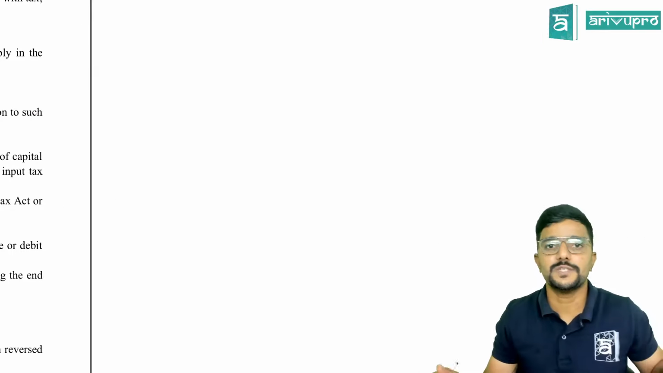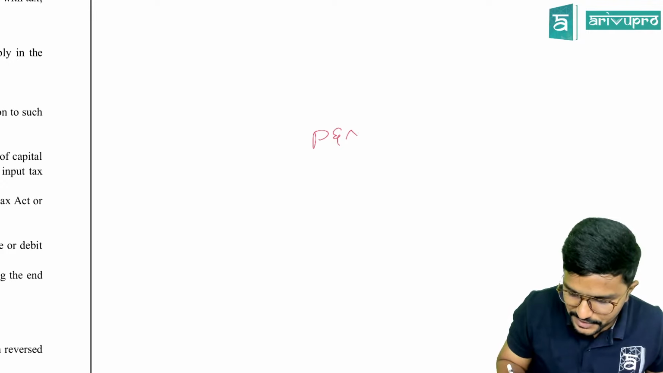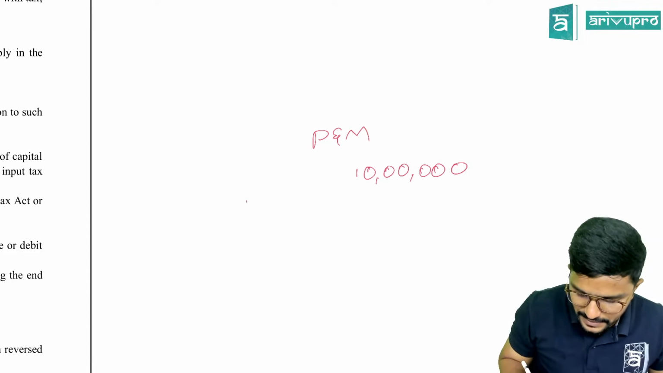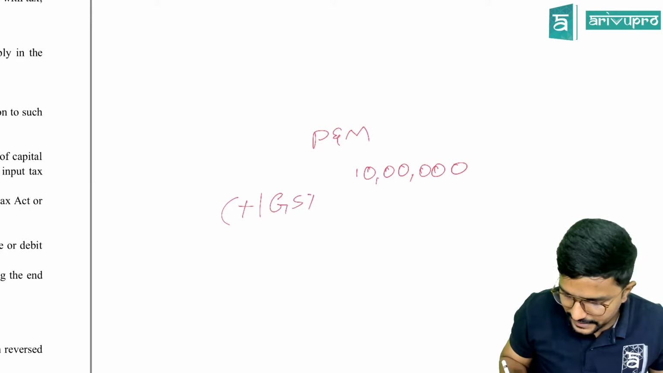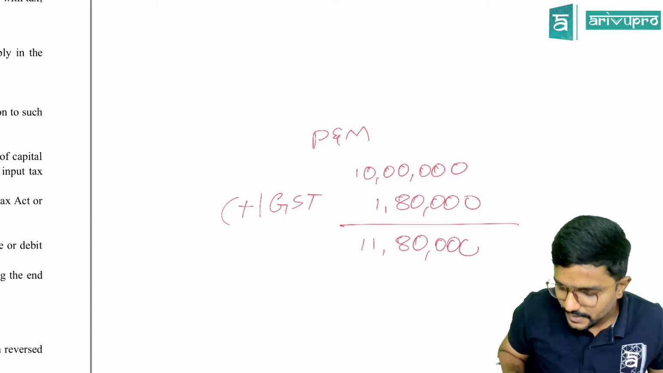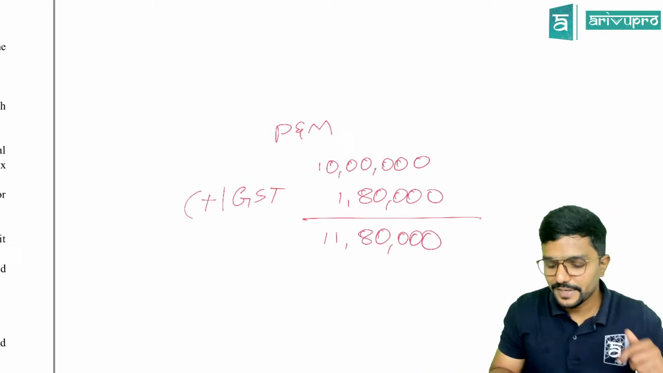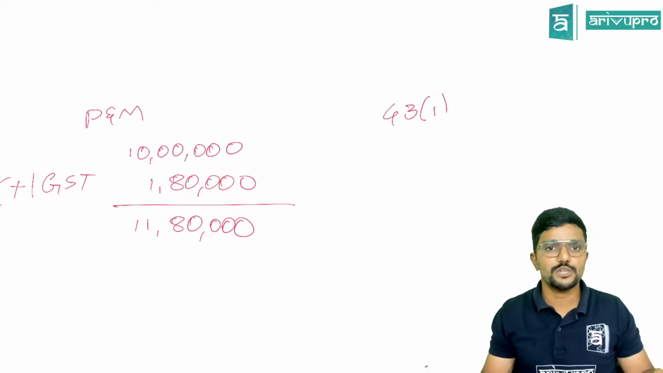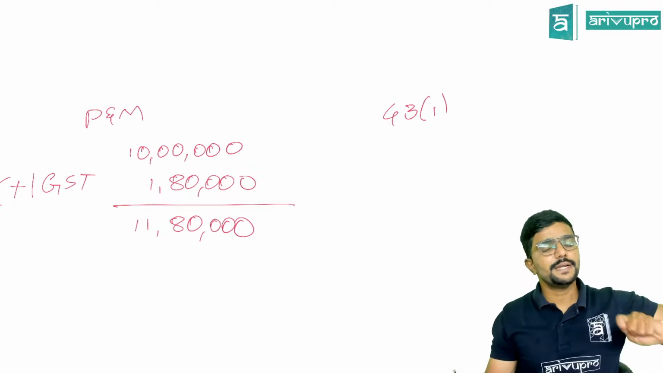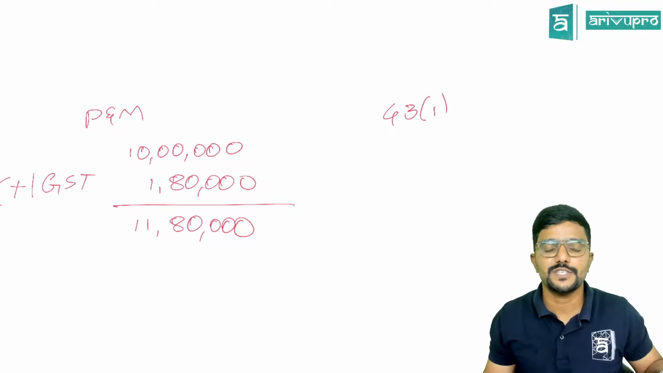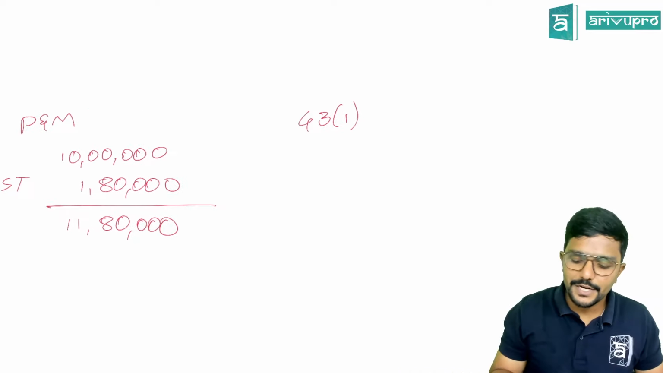Now, if any capital goods is purchased, assume I have purchased a plant and machinery for 10 lakh. Okay, sir. Plus, I have paid GST on it 1,80,000. So totally, I have paid 11,80,000. Now in income tax, please pay attention. In income tax, section 43(1) of Income Tax Act, which talks about actual cost, it tells if any tax is paid on the purchase of the capital goods, or there we call it as assets, which is used for the purpose of business, you can add it to the cost of the asset.